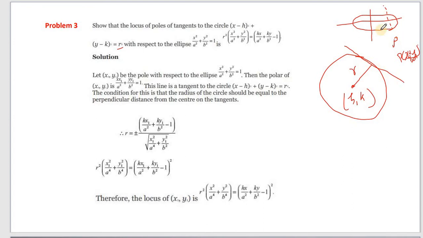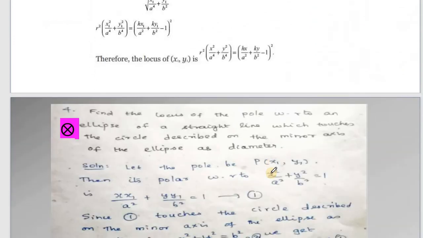So imagine that this is the polar of that point, and it touches this. So the perpendicular distance from (h, k) to this line, what is the equation of the line? xx1 by a square plus yy1 by b square is equal to 1. So the perpendicular distance from (h, k) means you have (hx1 by a square plus ky1 by b square minus 1), divided by the root of (x1 by a square, the coefficient, the whole square, plus similarly y1 by b square, the whole square), and that is nothing but the radius. So you have this, squaring, cross multiplying, dropping the suffix, you get the locus.